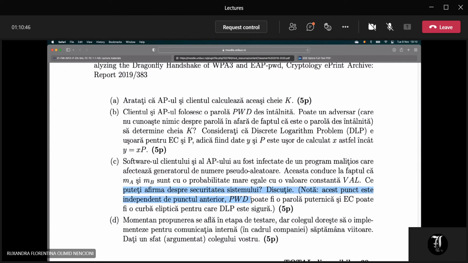It can be a strong password. And you need to think for both cases, if it's a strong password or if it's a weak password. And again, the EC can be an elliptic curve for which the discrete logarithm problem is good. Okay. But now we have this problem, MA and MB. They do have a problem. And the problem is that they are very often equal to the same value val.